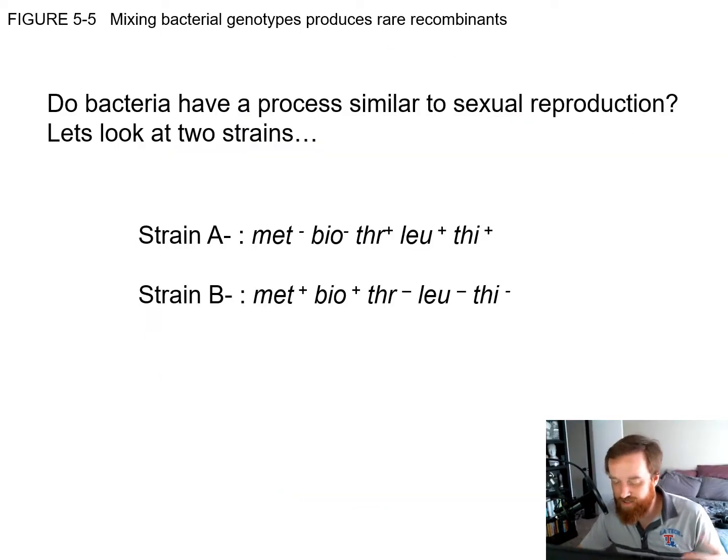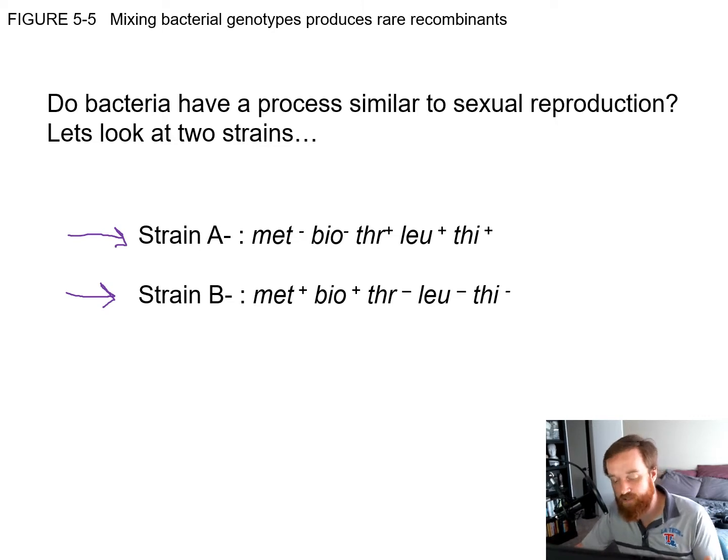So as I stated earlier in the lecture, this question is a little faux pas because of that. Do bacteria have a process similar to sexual reproduction? As I mentioned earlier, there is a process that is similar, but we're going to go through a thought experiment here. We have two strains of bacteria. Strain A on the top here is negative for MET and bio, two metabolism genes that are important for reproduction. And strain B minus is positive for MET and bio, but negative for THR, LEU, and THI, which are amino acid genes.